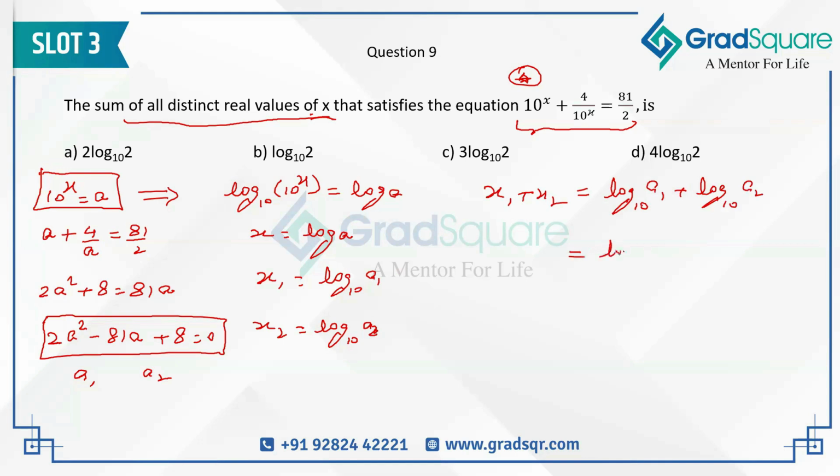What is happening on the right hand side? It is turning out to be log base 10 of a1 times a2. That will be the sum of the values of x1 and x2. Can I look at this equation and simply find the product a1 into a2? For a quadratic equation of the format ax square plus bx plus c equals 0, the product of the roots is c by a. So in this case, c by a will turn out to be 8 by 2, which is 4. Your constant term was 8 and the coefficient of the squared term is 2. So the product of the two values a1 and a2 is equal to 4.